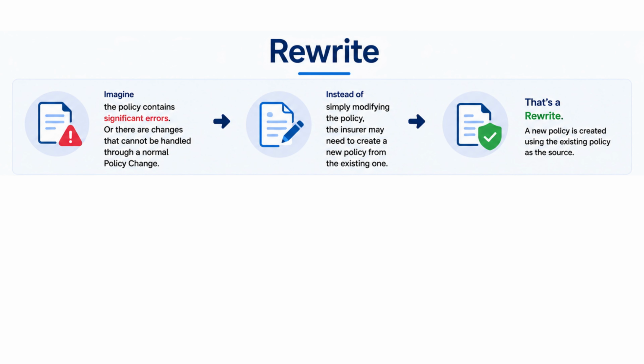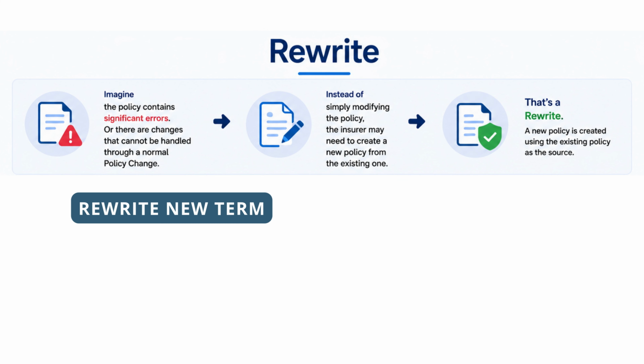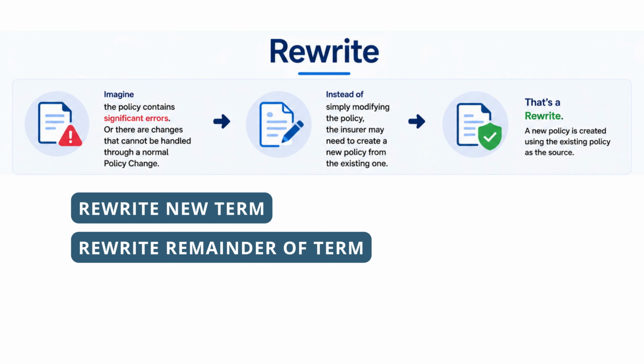Now, let's look at rewrite. This is different from a normal policy change. Imagine the policy contains significant errors, or there are changes that cannot be handled through a normal policy change. Instead of simply modifying the policy, the insurer may need to create a new policy from the existing one. That's a rewrite. There are two main types shown here. Rewrite new term, which replaces the entire original term, and rewrite remainder of term, which replaces only part of the original term. I will explain and show how to create and work on these transactions in PolicyCenter in upcoming sessions.